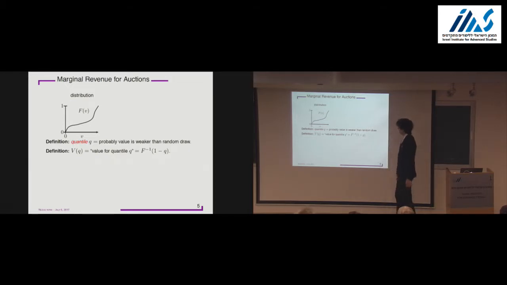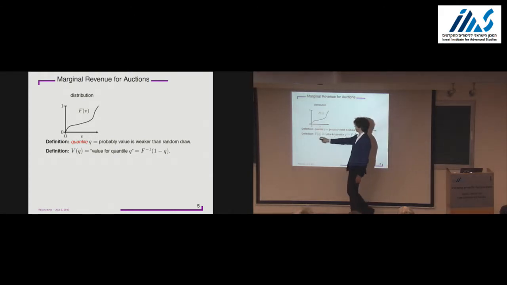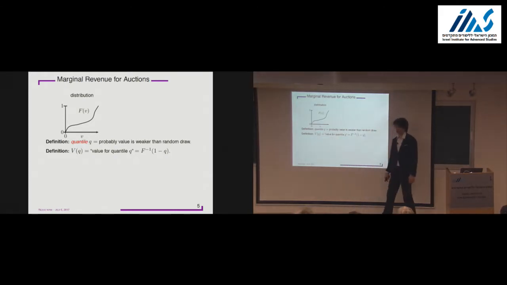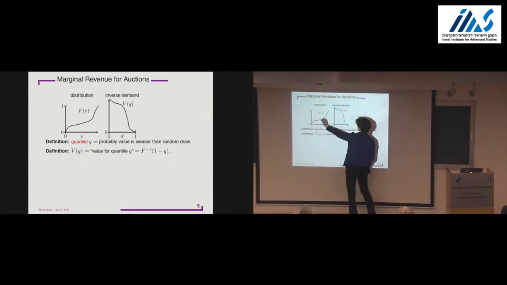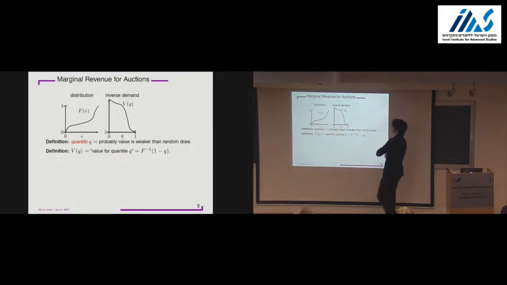Okay, and then I'm going to define the value function of quantile to just invert that process. Okay, so the value for quantile Q is the inverse of the CDF of 1 minus Q. So strong agents have low quantile, weak agents have high quantile. So that's just taking this plot here and rotating it that way. Okay, and that's called the inverse demand curve.